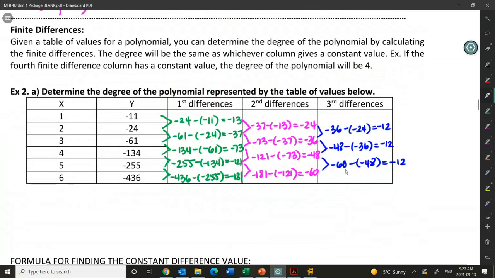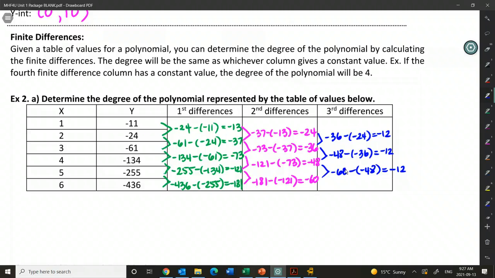I now know what the degree is of this polynomial. If the third differences give me a constant value, then the degree of the polynomial that's represented by this table of values is degree 3.